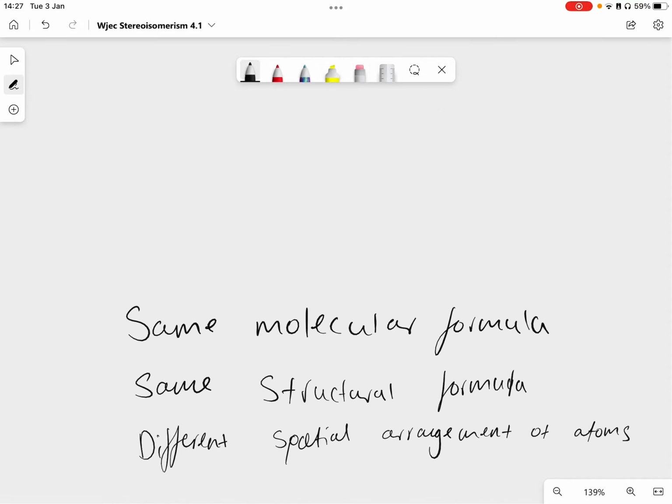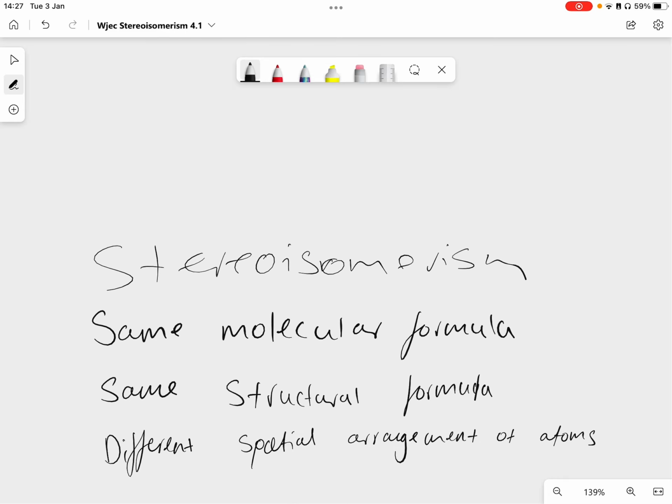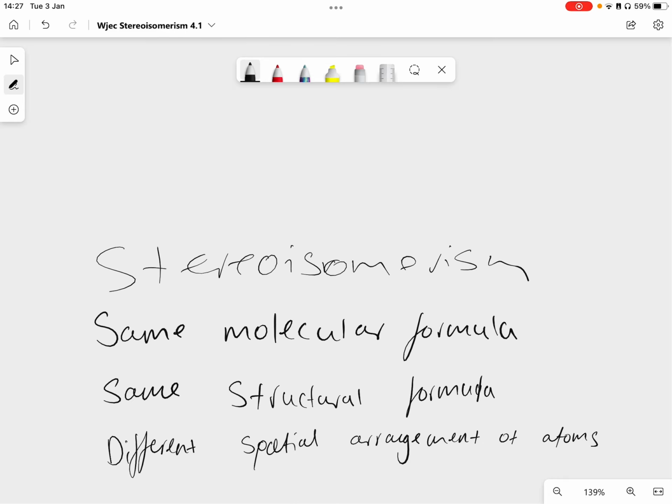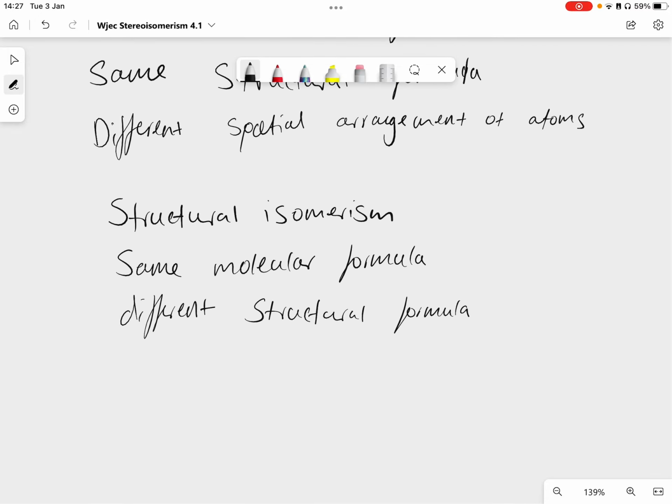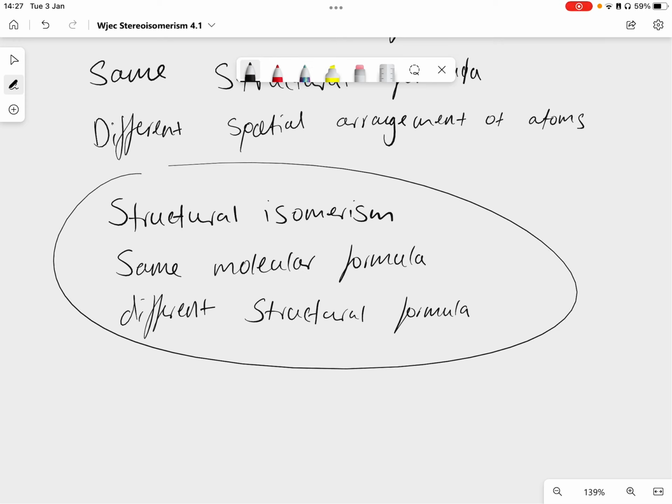So two normal definitions to remember are the differences. This is for your stereoisomerism. You've got the same molecular formula with the same structural formula but a different spatial arrangement of atoms. We'll come on to why this is and how it all works out in a bit when I do some diagrams. But this isn't to be confused with normal structural isomerism, which is where you've got the same molecular formula and different structural formula.